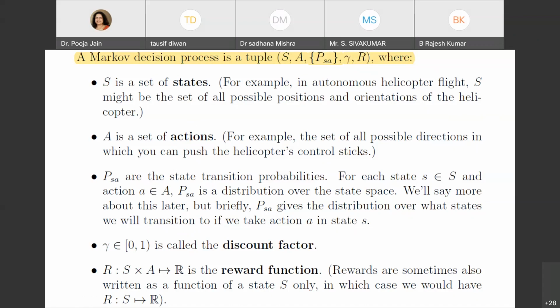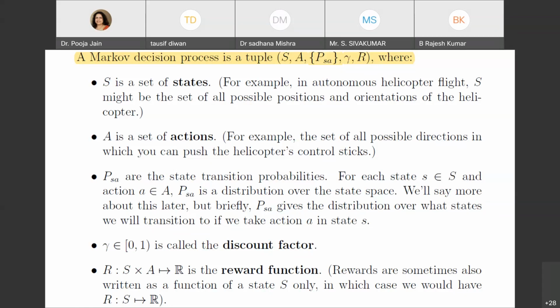What is the dimension of this? It is nothing but S cross A. It is a matrix. P_SA are the state transition probabilities. For each state S and for each action A, there will be one entry which indicates the probability when you are at state S and you take the action A.